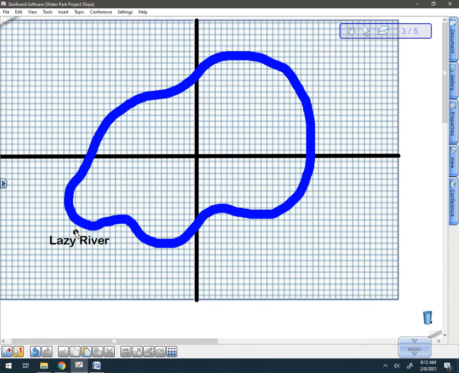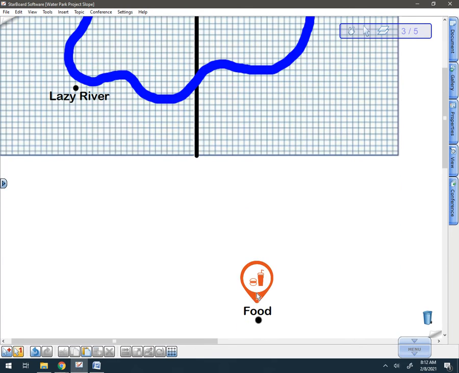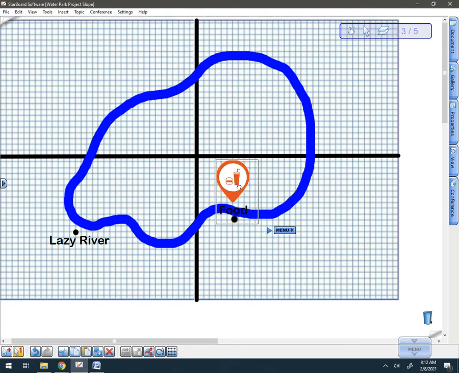Make sure you have a dot to show the point, and make sure you label it. So let's say, here's my lazy river, it's at this point right there. And then let's say I want to put my concession stand. Let's say the concession stand is inside the lazy river, and it's right there. Then you line it up and make sure you have a dot. It's at that point right there.